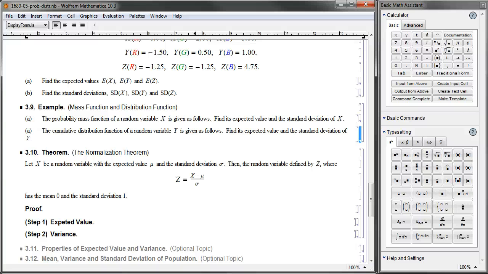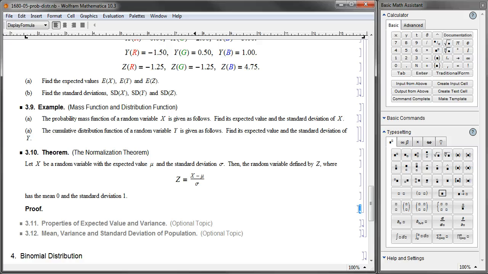Now, we have some time left. Let's talk about some advanced topics. The first advanced topic is the normalization theorem. And the result, you guys must remember. The proof, if you don't remember, that's okay.